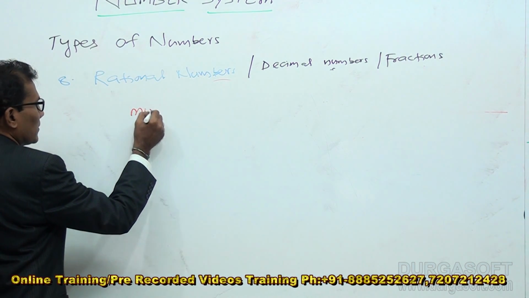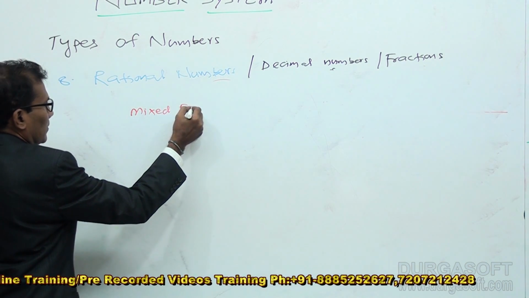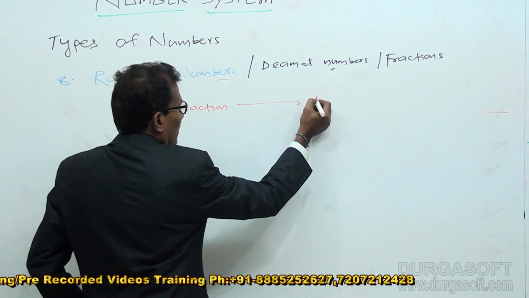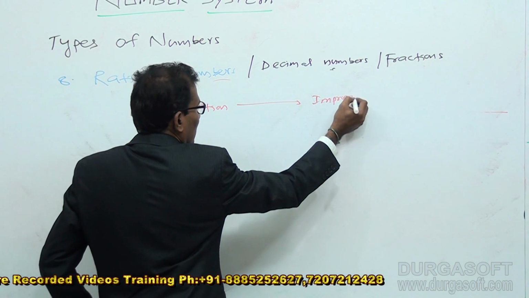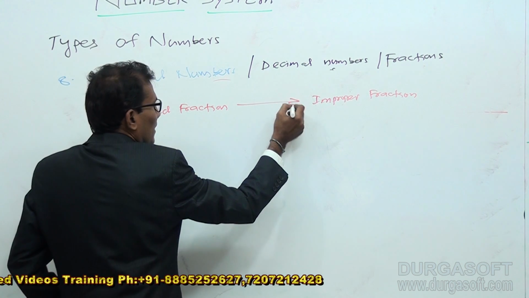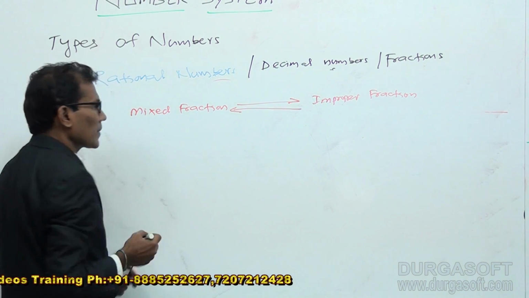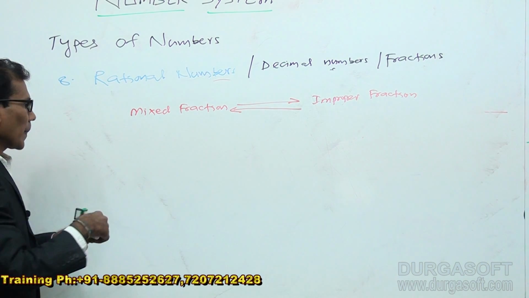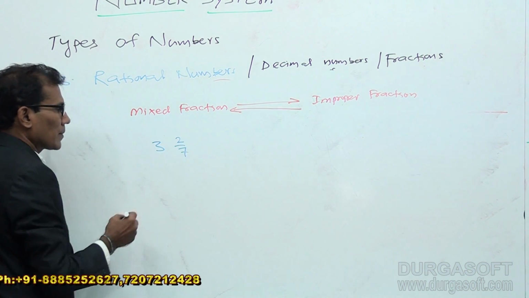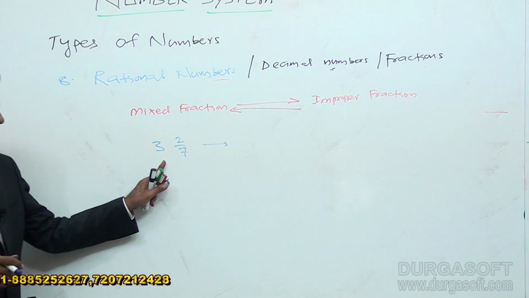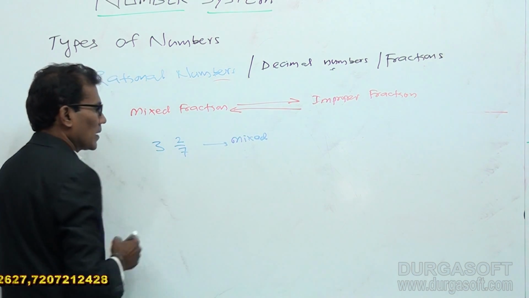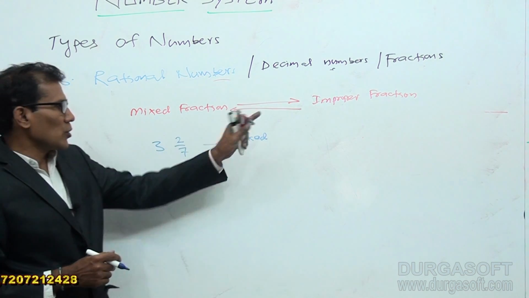A mixed fraction can be converted into an improper fraction, and at the same time an improper fraction can be converted into a mixed fraction. Let us see how it works. Now I am taking 3 2 by 7. What is the type of this fraction? This is a natural number plus a proper fraction, which is mixed. Then we are going to convert this mixed fraction into an improper fraction.